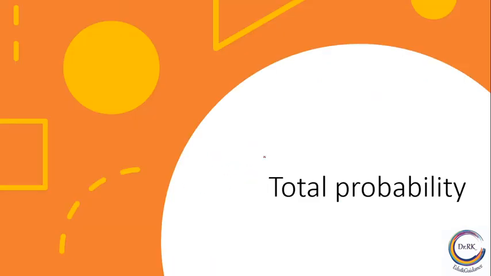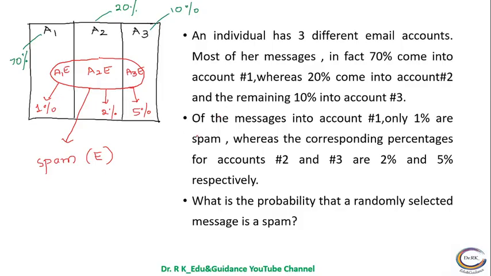Next we go for one concept called total probability. This is something where we take the basic discussion related to conditional probability to the next level. So what is this total probability?